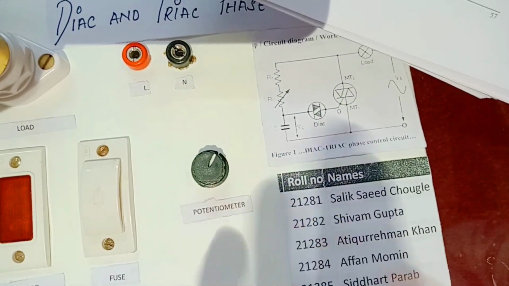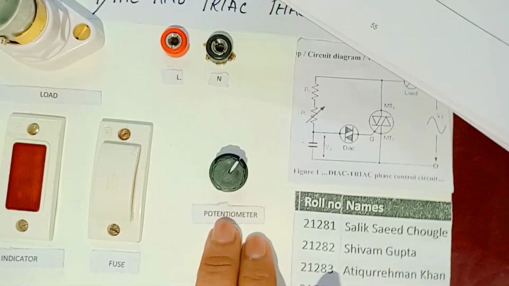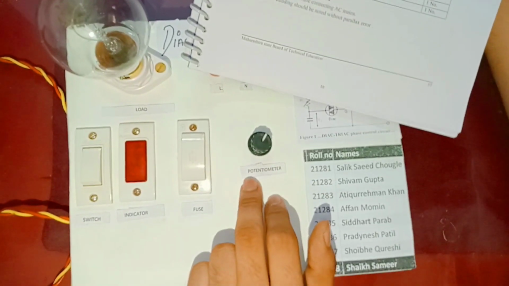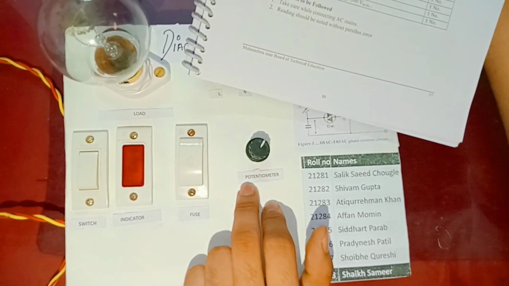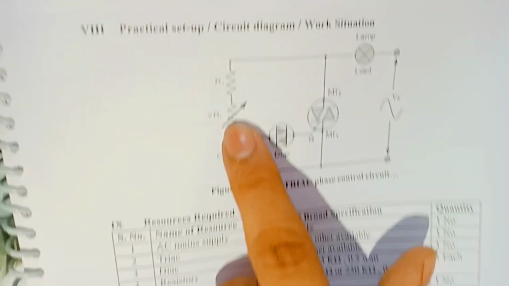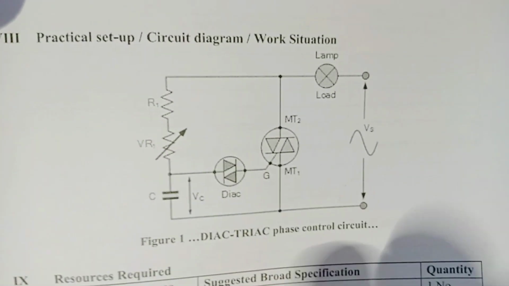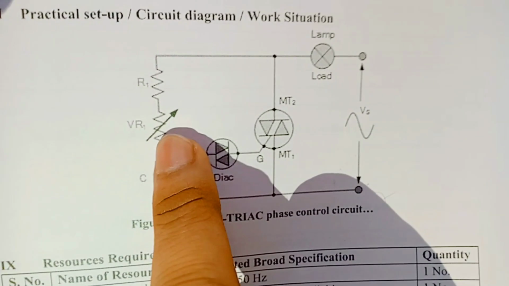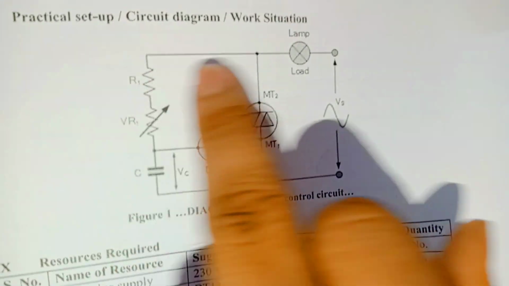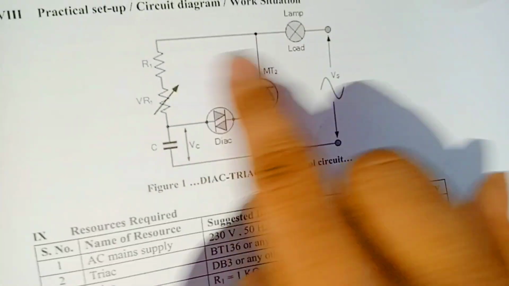Now the potentiometer has 3 terminals. We short 2 terminals, and after shorting the 2 terminals, we connect to the resistance. The resistance used in this circuit is 3.3 kilo ohm, 1 watt. And the potentiometer we are using here is 470 kilo ohm, 1 watt. After the connection of the potentiometer in series with the resistance, we have another terminal of the resistance, which we connect to the main terminal of the triac for completion of the circuit.